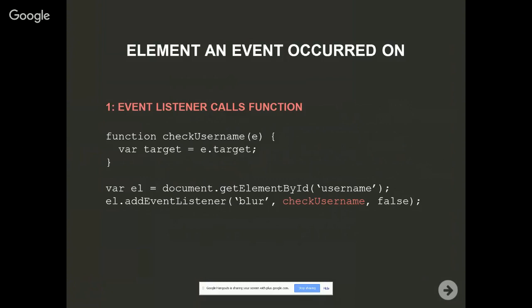So here is an example of us getting the username text input field. And then we are adding an event listener, which on the blur event, we want to call the check username function. And you guys remember the false? Does anyone remember what the false parameter signifies? It has to do with the bubbling up or the capturing, right?